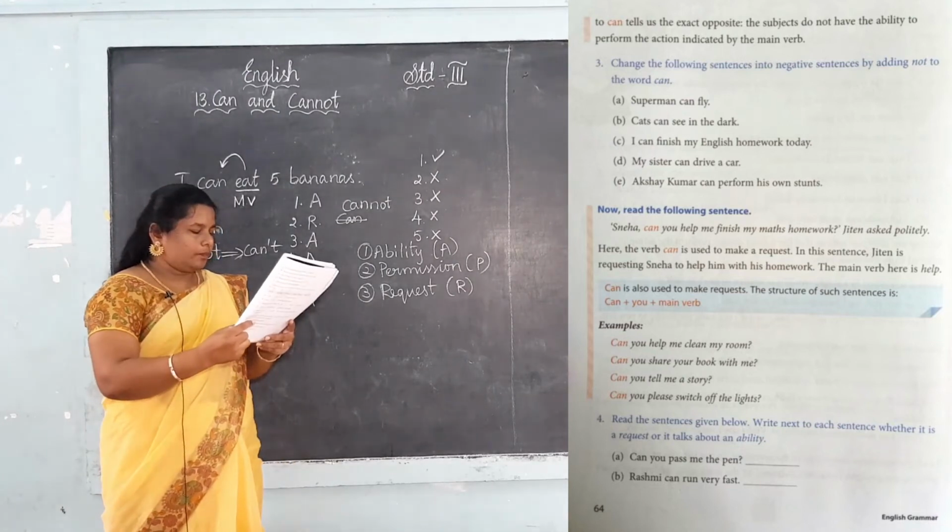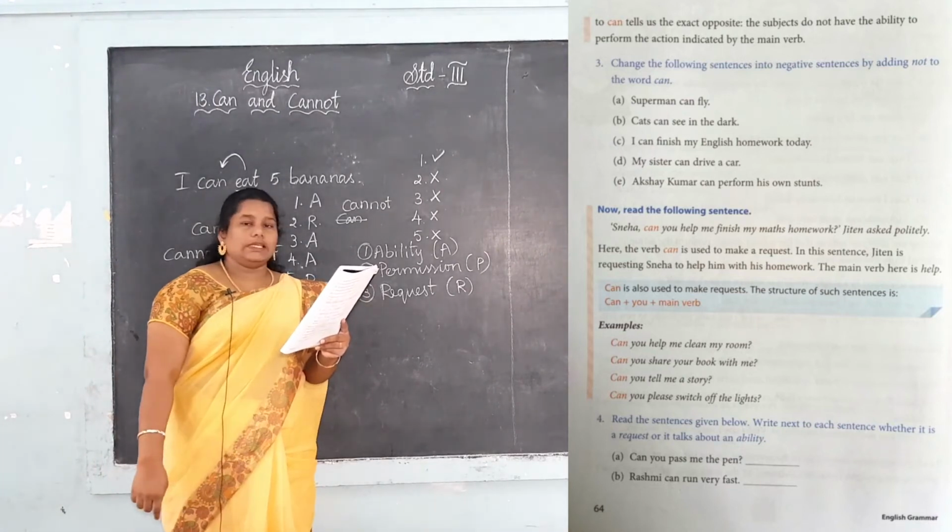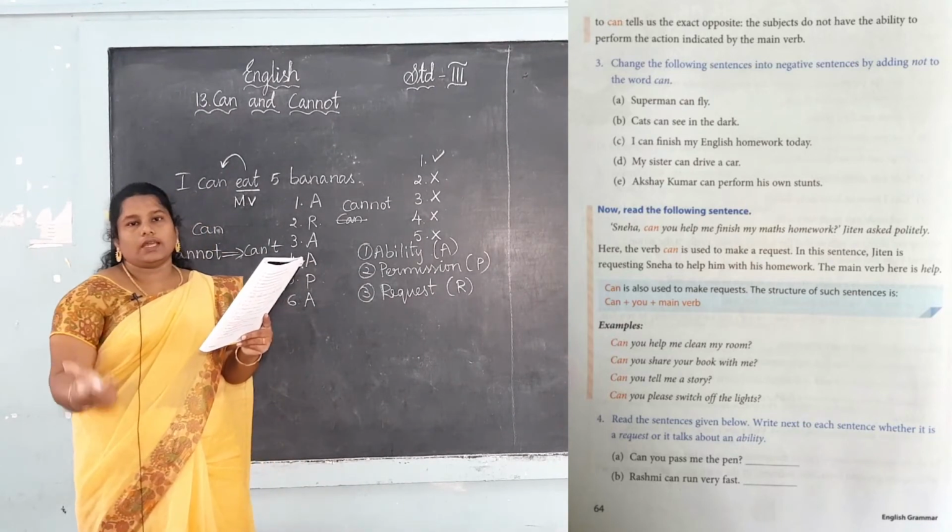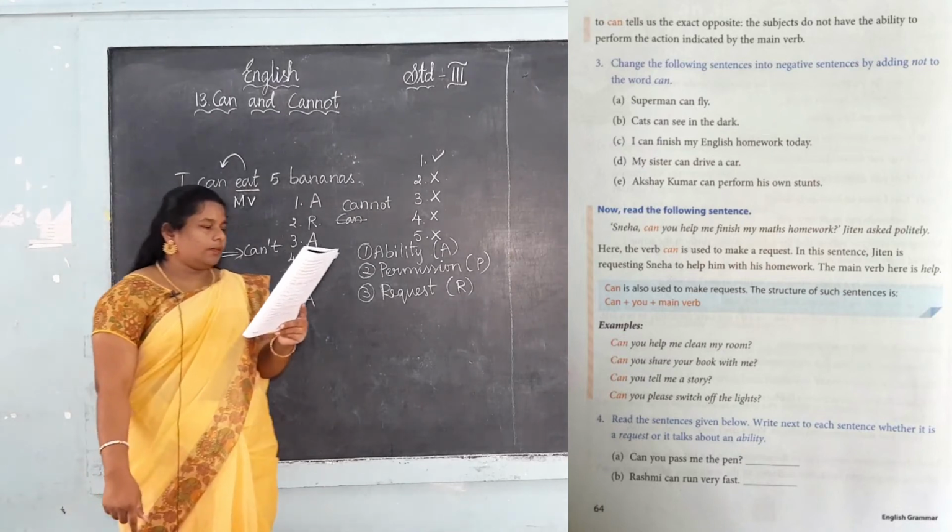Okay, next one. This is your homework, B, C, D, E. Just strike out the can, then write the cannot. It is very easy. Then next one.